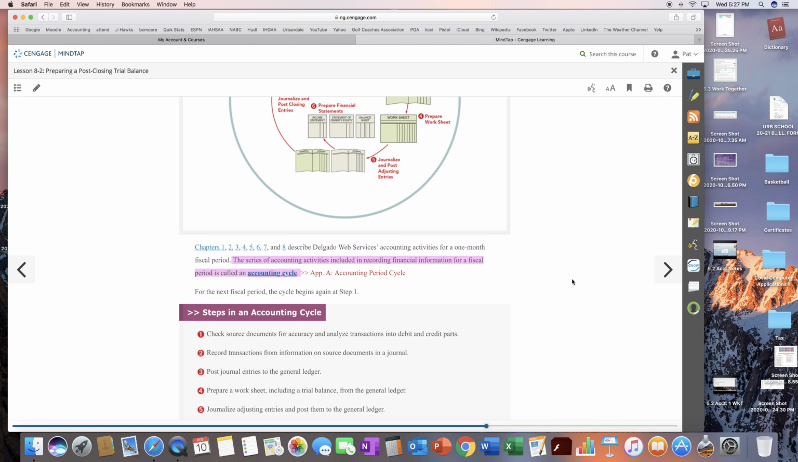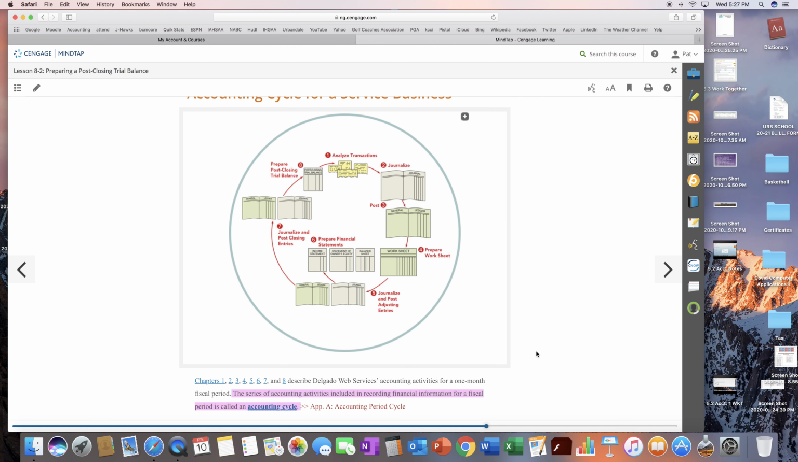The accounting cycle, this picture is a picture of the accounting cycle. All the 8 chapters that we went through are just a series of accounting transactions and activities that record all our information from our business into one fiscal period. That's the accounting cycle. All right, so we start with analyzing transactions, then journalizing them. We will then put them into a ledger by posting and preparing a worksheet. We journalize and post these adjusting entries, prepare financial statements, closing entries.